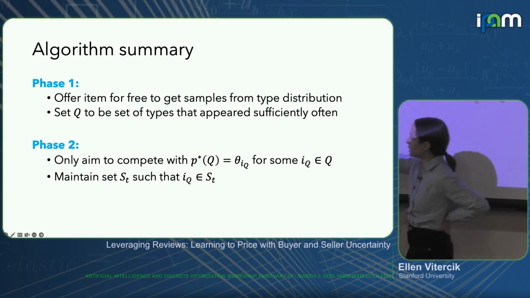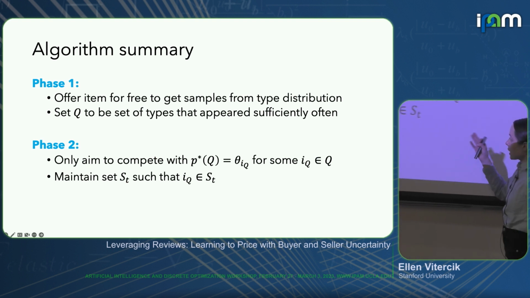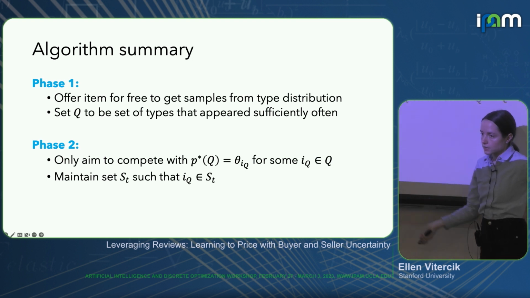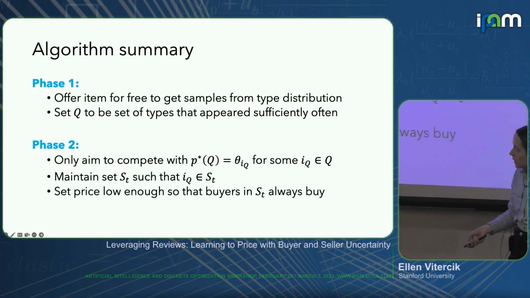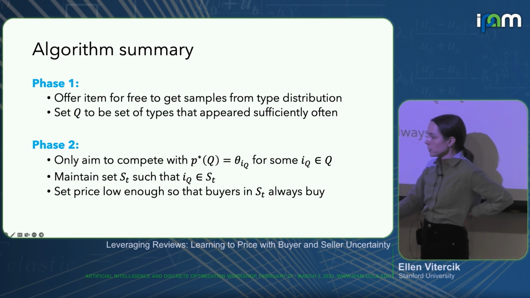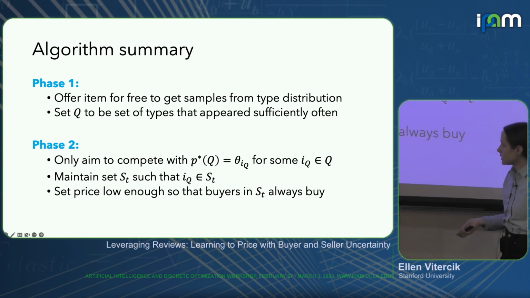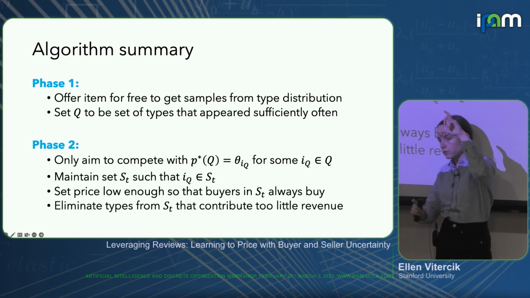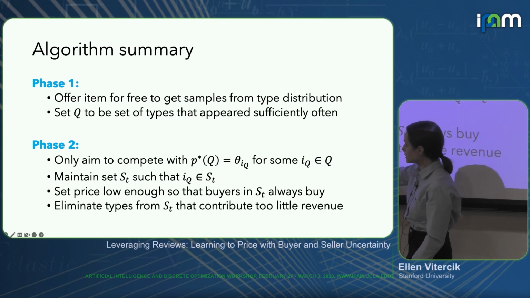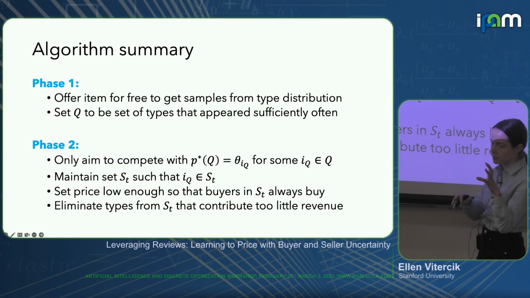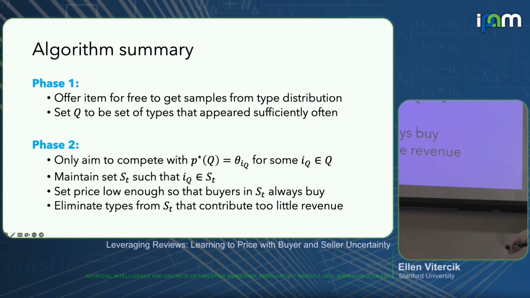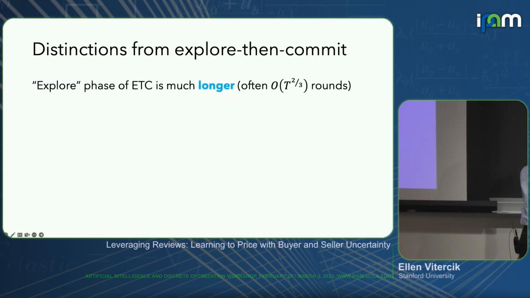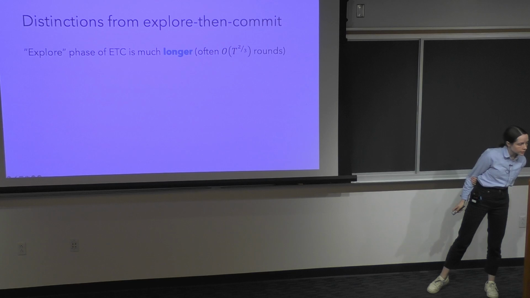So to do this, we're going to maintain a set ST such that with high probability, this special type IQ is in that set ST over all rounds. And we're going to set the price low enough so that buyers in this set ST always buy. And finally, we're going to be estimating revenue for all the different types in ST, and we're going to be eliminating types from this active set who just contribute too little revenue. So that's the algorithm.